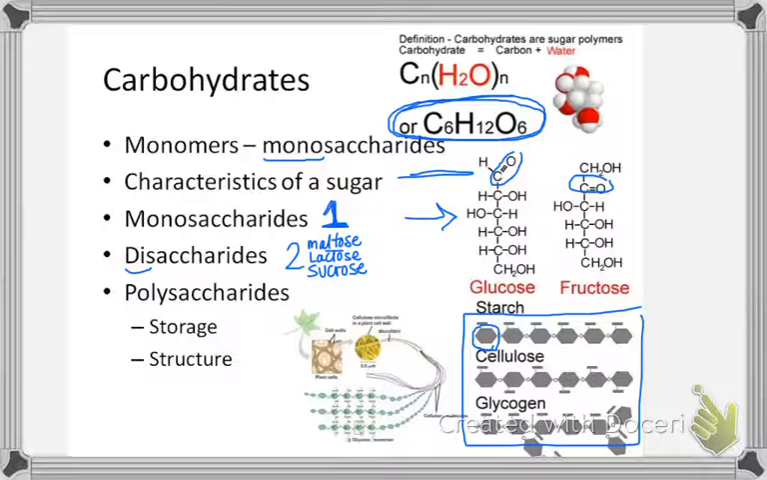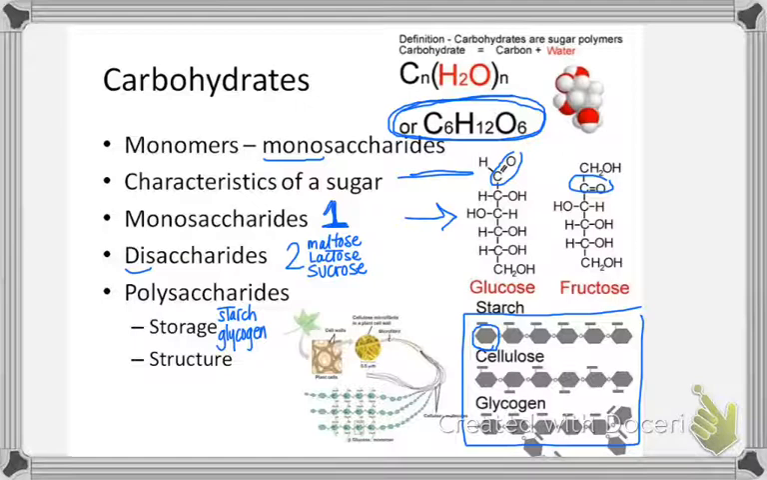With storage, we have 2, starch and glycogen. Starch is how plants store sugar, and glycogen is how animals store sugar. In plants, starch is usually stored as granules in plastids, and in vertebrates, glycogen is stored in muscles and the liver.